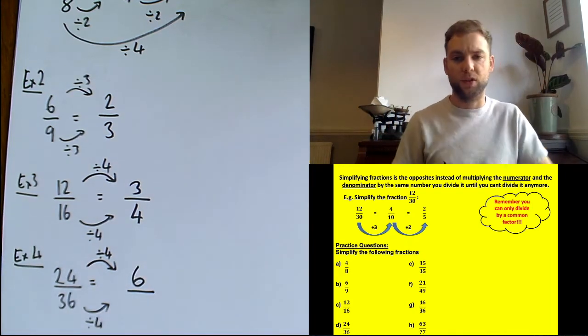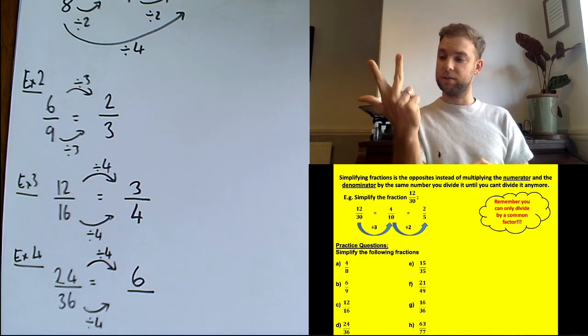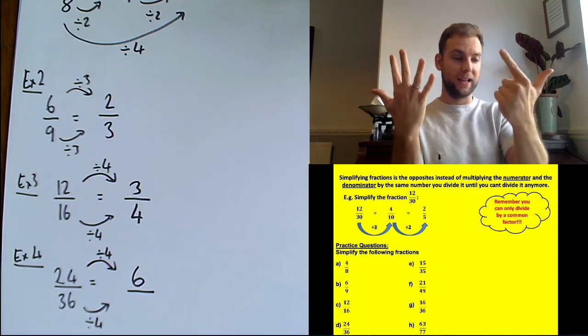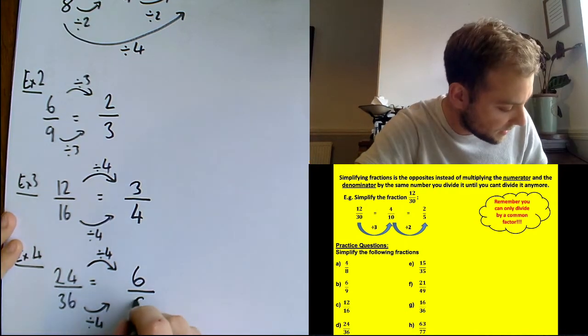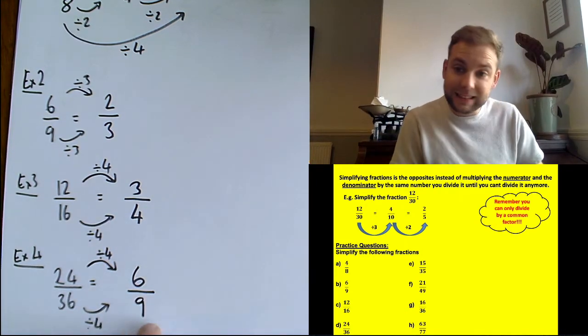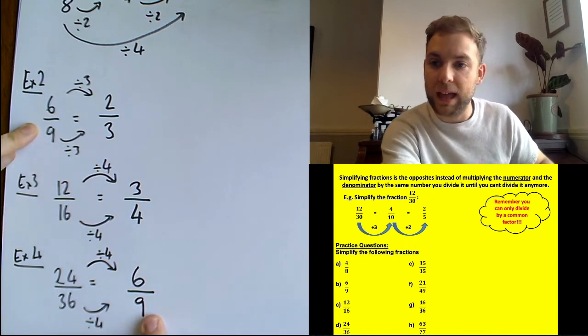And how many times does 4 go into 36? 4, 8, 12, 16, 20, 24, 28, 32, 36. It goes in 9 times. Okay, so that's 9. Now, actually, I can see that this is very similar to the one up here.